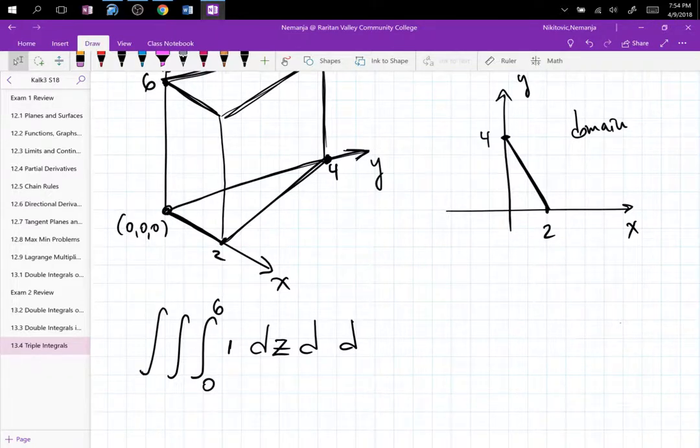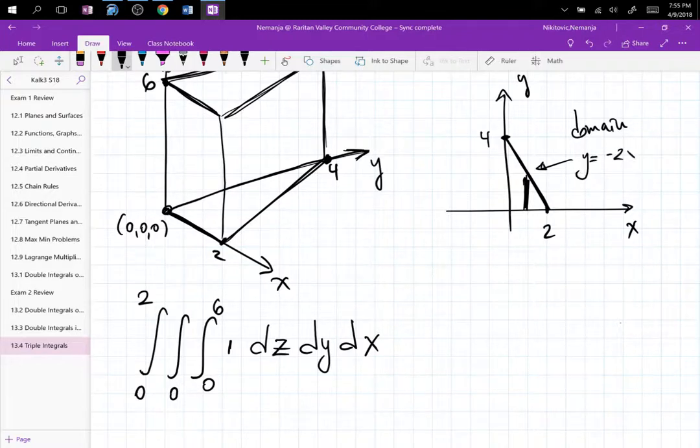I'm not going to commit to xy or yx until I consider the domain. So you consider the domain, you look at the situation, and you immediately see that no matter which way you put it, it's going to be easy. Because if you put dx to be in charge, then dx will be going on the outer, y will be going on the inner, and dx swipes from 0 to 2, and dy goes from 0 to this function over here, y equals negative 2x plus 4. So negative 2x plus 4.